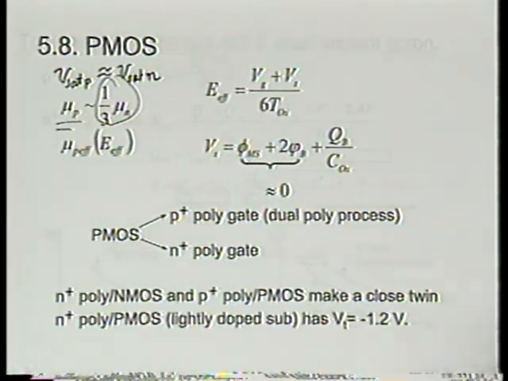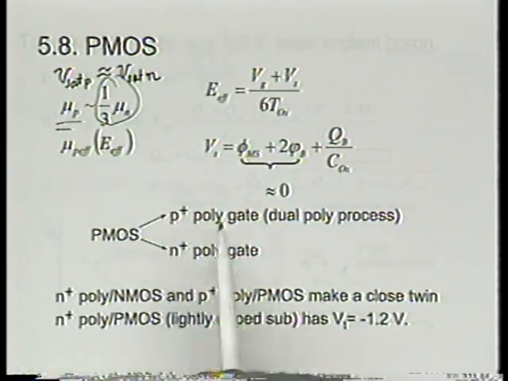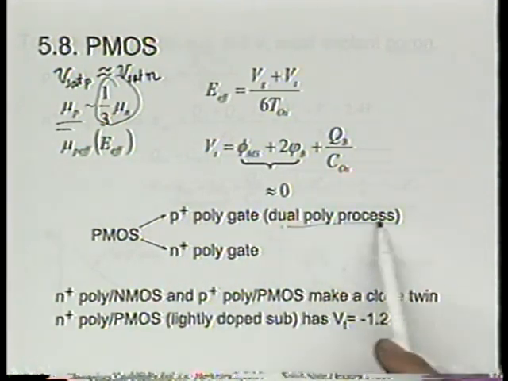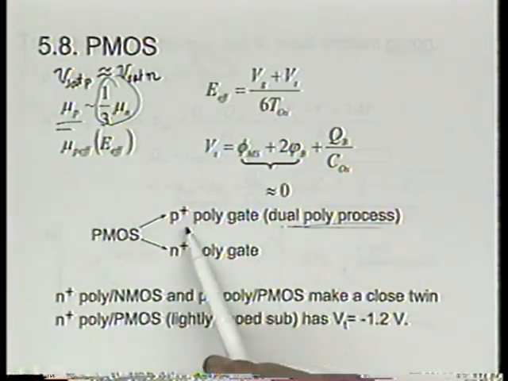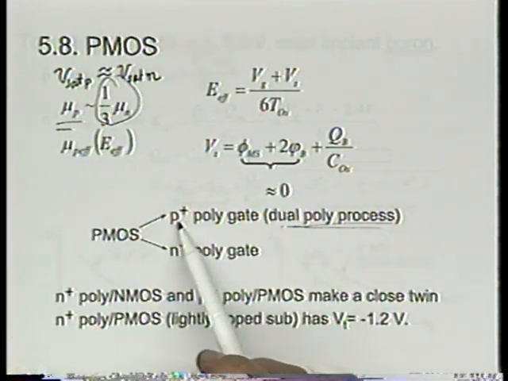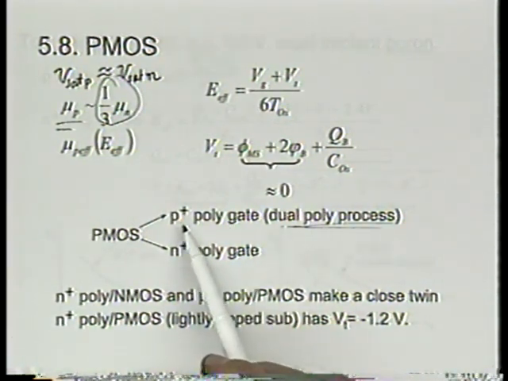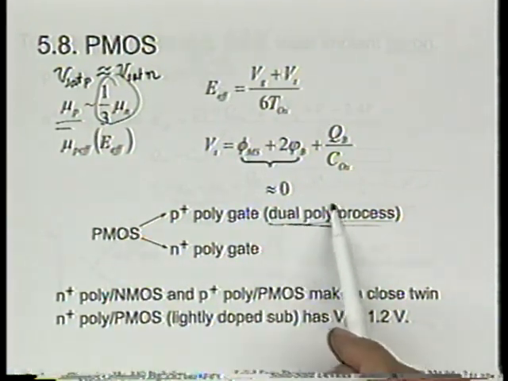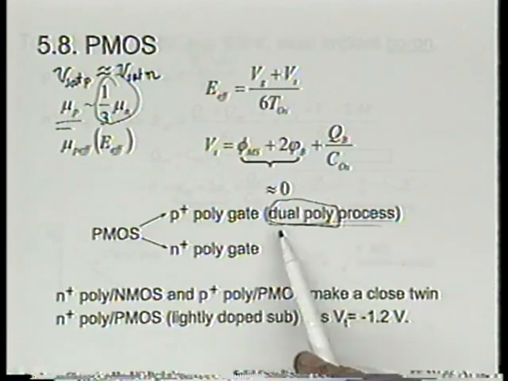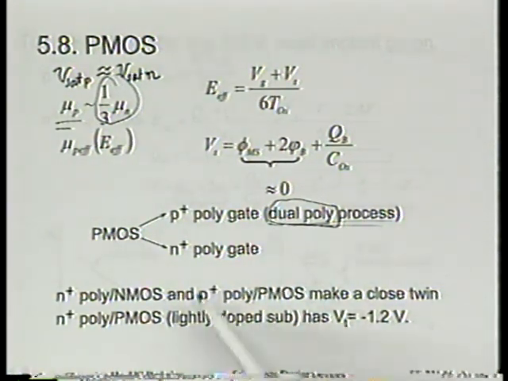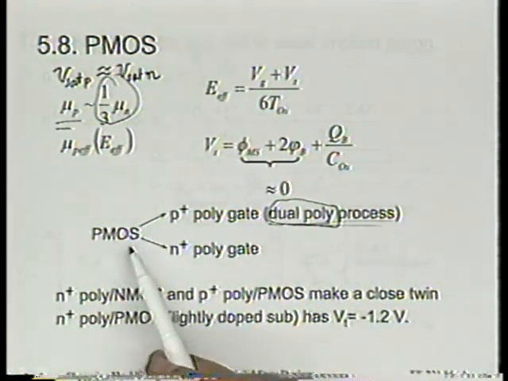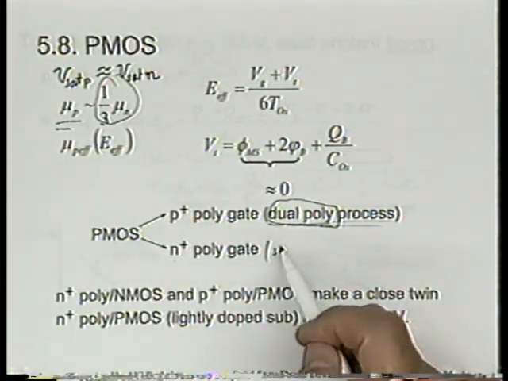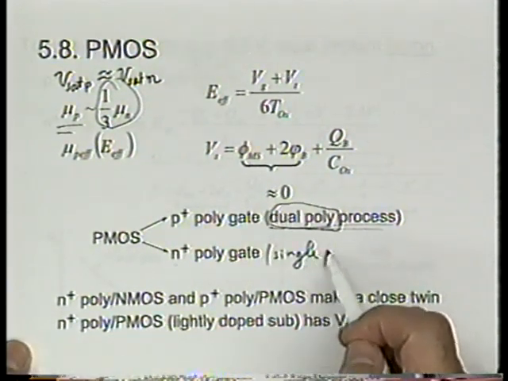Now, there are 2 kinds of p-channel transistors. One uses a p plus poly gate, and that kind of process will be called a dual poly process, because p-channel transistors use p plus poly gate and n-channel transistors use n plus poly gate. So there are 2 kinds of polysilicon in this technology, so it's called a dual poly process. Now, if p-channel transistors and n-channel transistors both use n plus poly gate, it's called a single poly process, okay?